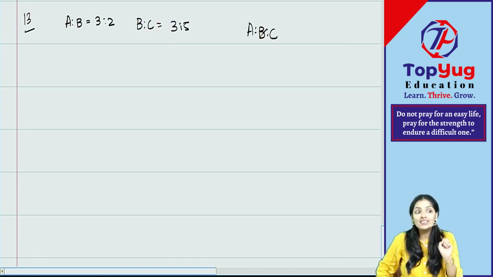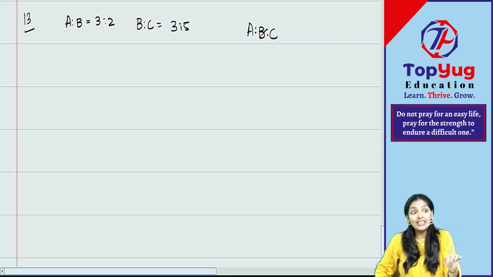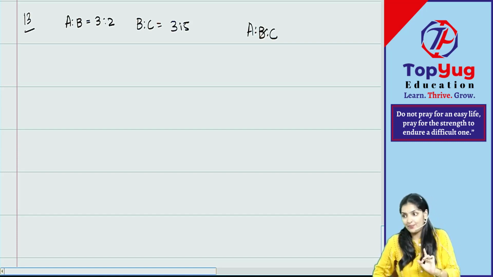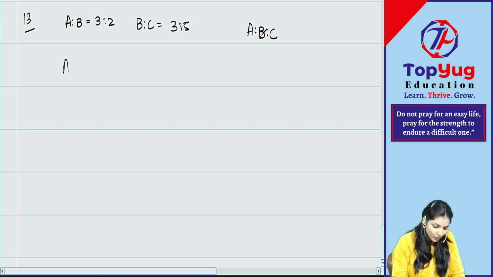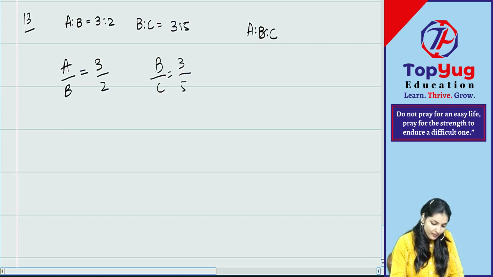So yesterday I said something. You can equate only if the terms are same. Right? So how will we do? A by B is equal to 3 by 2. B by C is equal to 3 by 5.